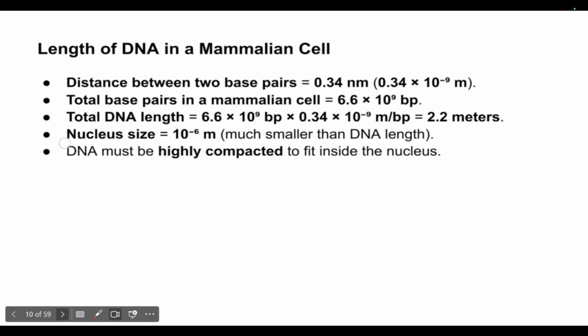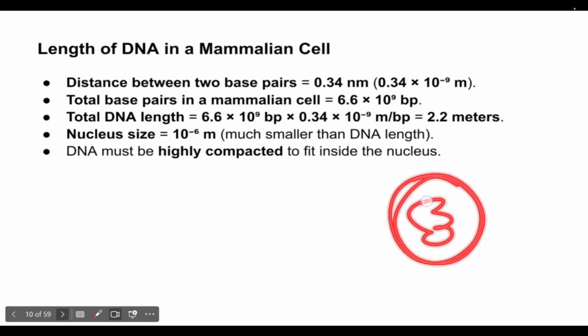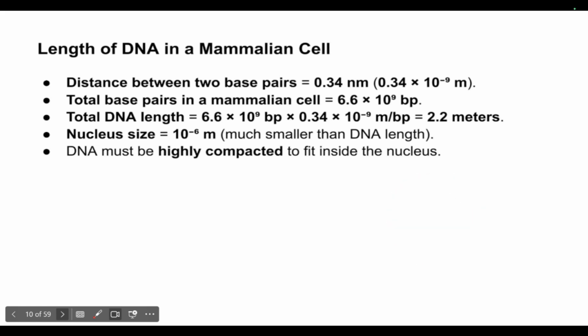Then the size of the nucleus is 10 to the power minus 6 meter. Now you can see the size of the nucleus is 10 to the power minus 6 meter and the DNA is 2.2 meter. So isn't DNA very much larger as compared to the nucleus? But we know that inside the nucleus DNA is there, right? So the question arises, how can this much long DNA be there in the small nucleus? The answer is DNA gets condensed so that it fits inside the nucleus.